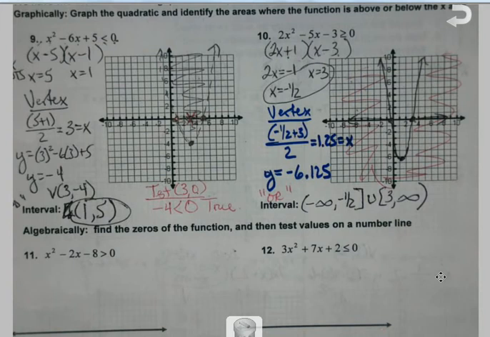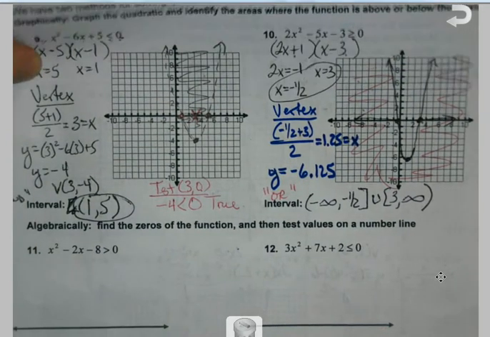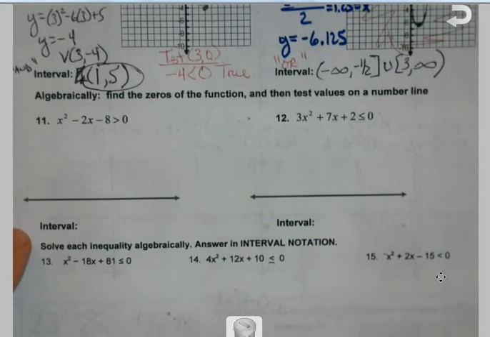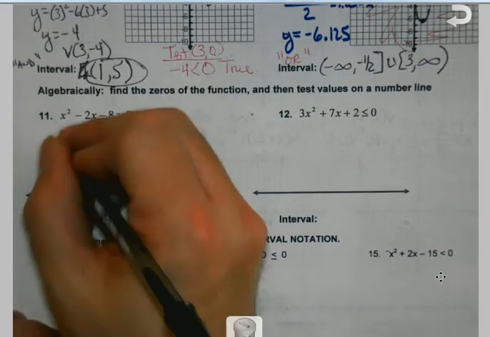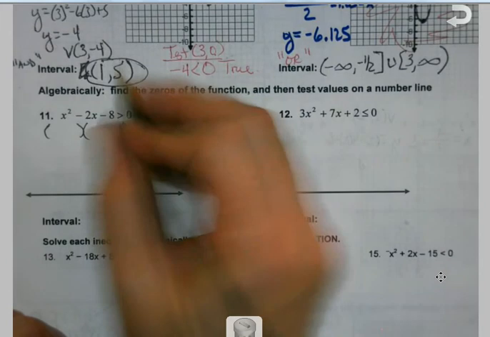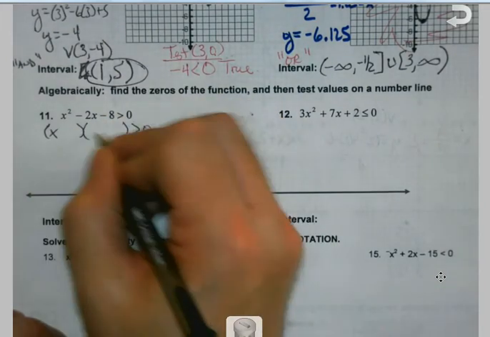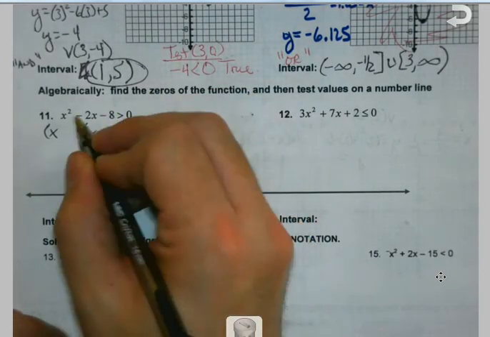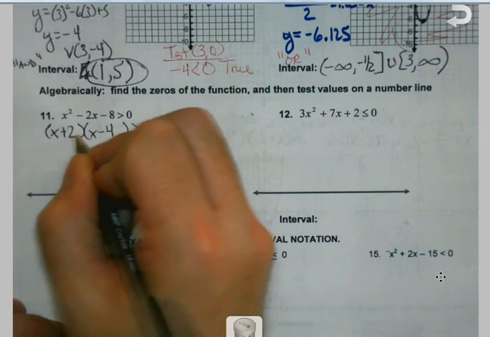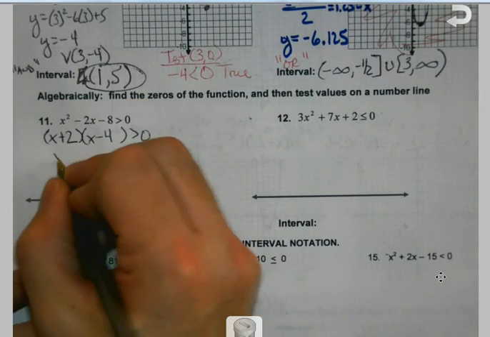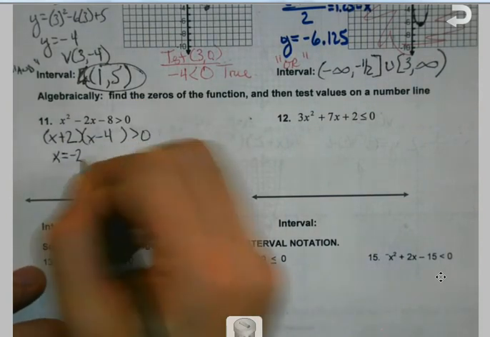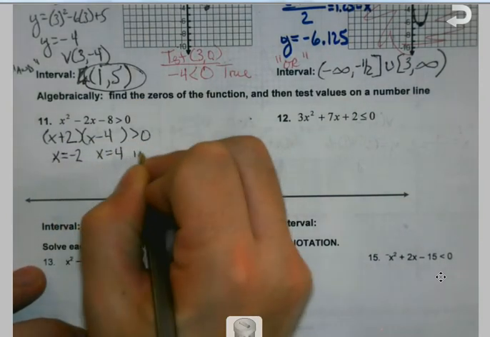So we got one last little part here to play with. All right. So let's see here. Algebraically, find the zeros of the function, then test the values on a number line. Okay, all factoring all the time. So let's see. Multiply to -8 and add to -2 would be -4 and 2. And we're still going to set those equal to 0 to find the zeros. So basically, we're just switching signs here. And those are my intercepts.